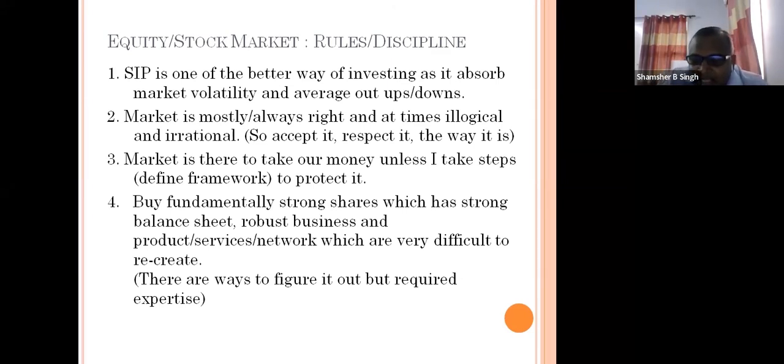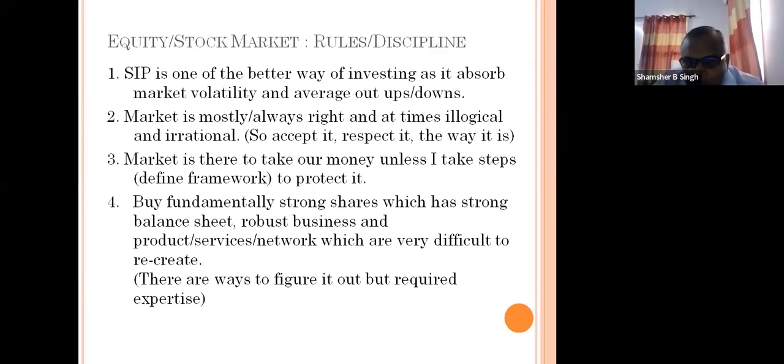The market is mostly right, most of the time, or I should say it's always right. But at times it is illogical and irrational. For example, even before COVID, in 2008, we had the Lehman Brothers crisis, a real estate crisis, or we call it the subprime crisis. In 2000, we had the dot-com problem. So every decade, we have some or the other big problem, and the market goes down.